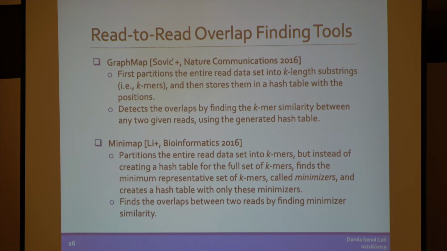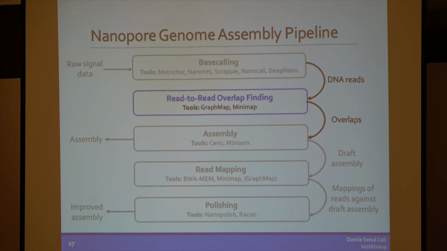So the reason for storing minimizers is reducing the memory requirement. That's why they do not store all of the k-mers. So we did the same. We followed the same approach for analyzing the accuracy of these tools.